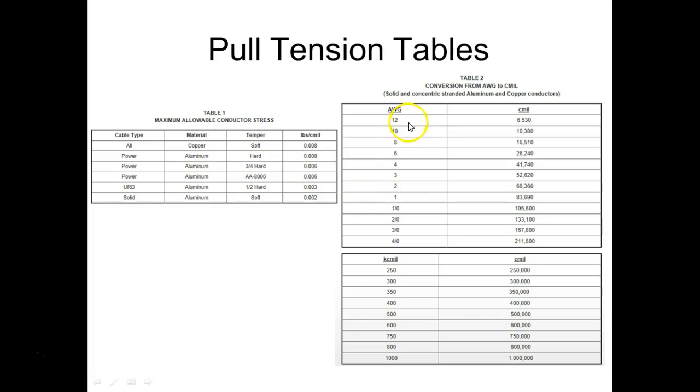If we're going to pull a certain conductor, unfortunately this only goes down to size 12, American wire gauge size 12, and then it goes up to 1,000 KC mils. These are pretty standard sizes right here. So if I was going to pull a 12 gauge wire, this would be the C mil that we would use. And this would be all your copper. This would be your pounds per circular mil that you would use.